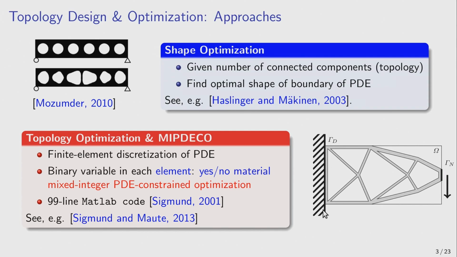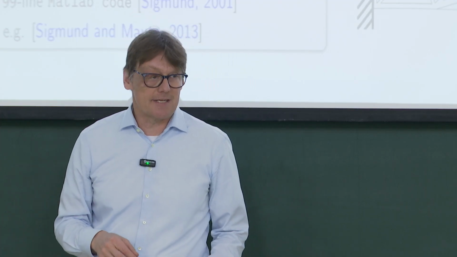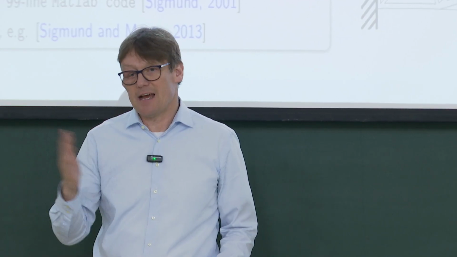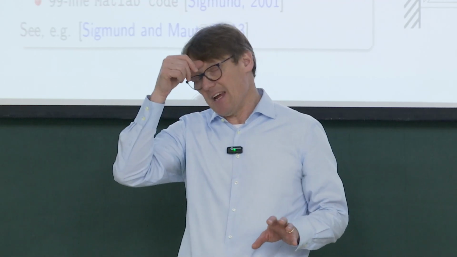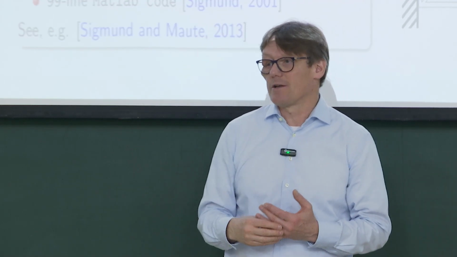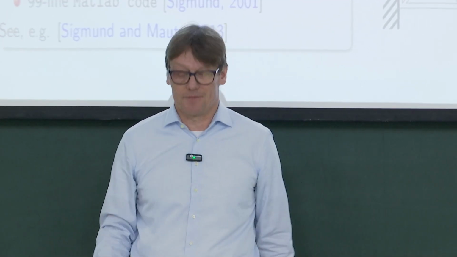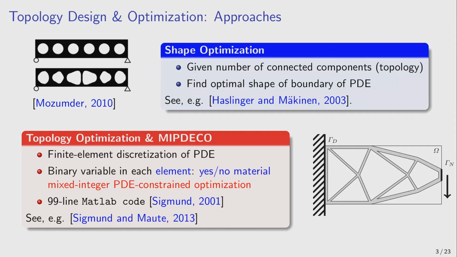If you want to play around with these topology optimization problems, there's a very beautiful 99-line MATLAB code by Ole Sigmund. And it has pictures in it. You can change the outline. It does all the finite element discretization for you. So you can just look at what you get at the end of the day. It's really nice. And there's a very good book that describes that too.